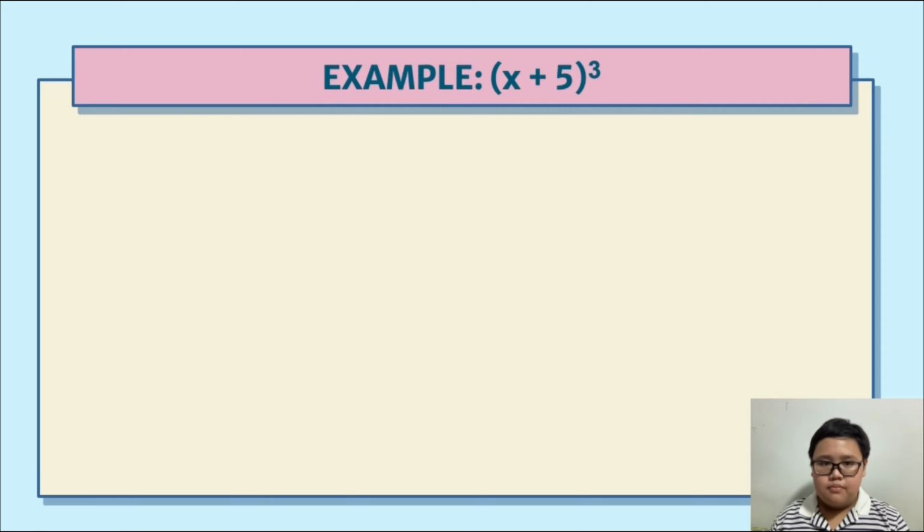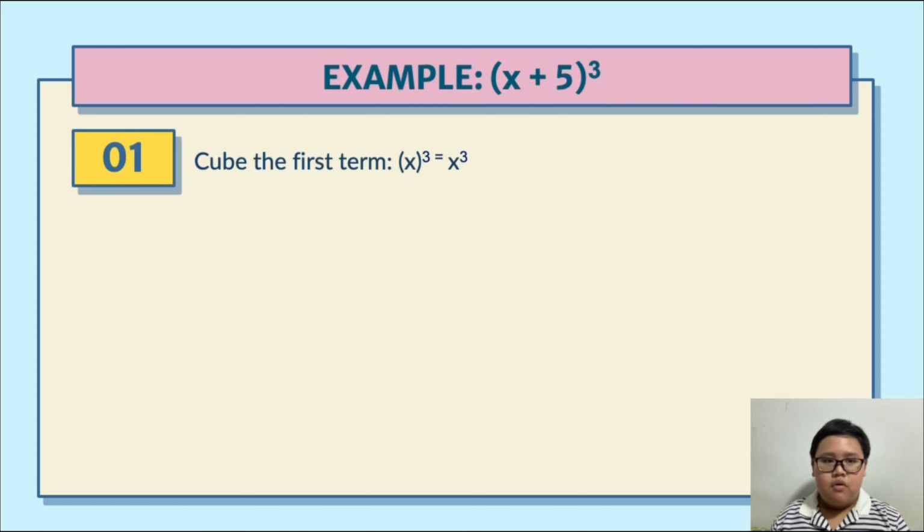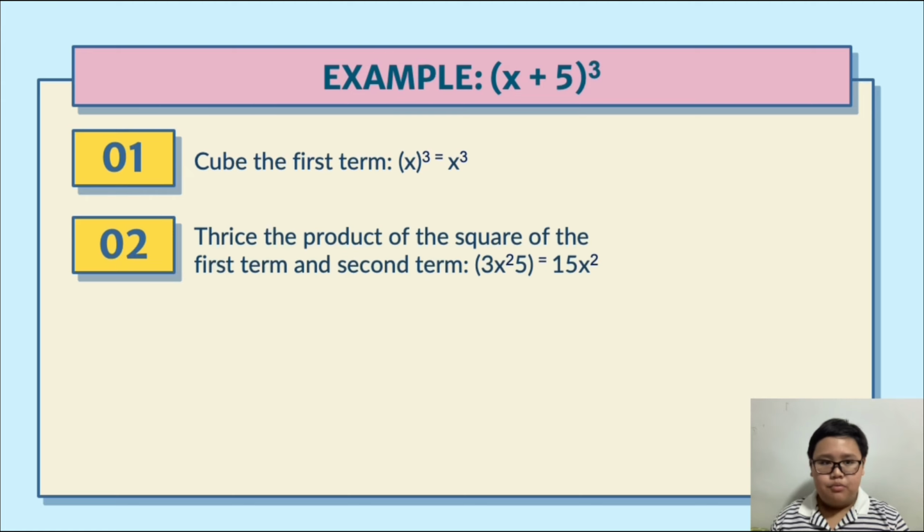(x + 5) cubed. For the first step, we cube the first term. In our example, the first term is x, so x cubed equals x cubed again. And step 2, thrice the product of the square of the first term and the second term. So here we have 3x squared times 5 equals 15x squared. But why? It is because x squared times 5 equals 5x squared, times 3 equals 15x squared.